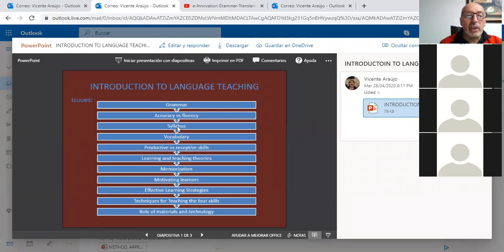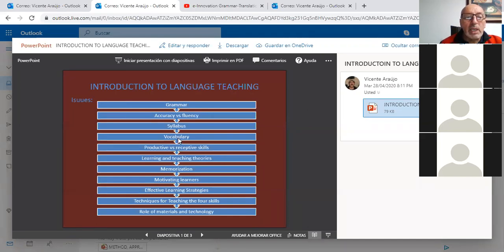Another discussion is about the syllabus. What is the best syllabus to organize language teaching? What is the best language syllabus? Around grammar? Around rules? Around dialogues.